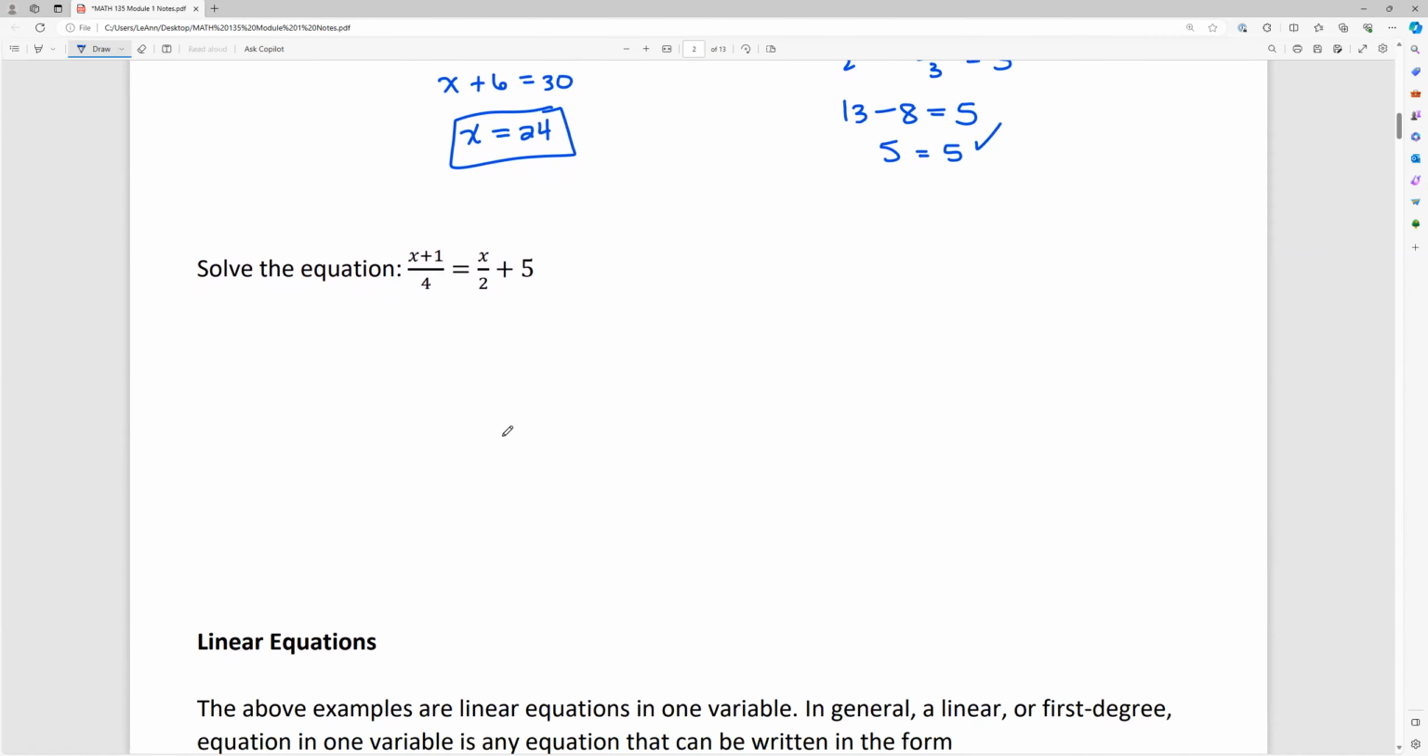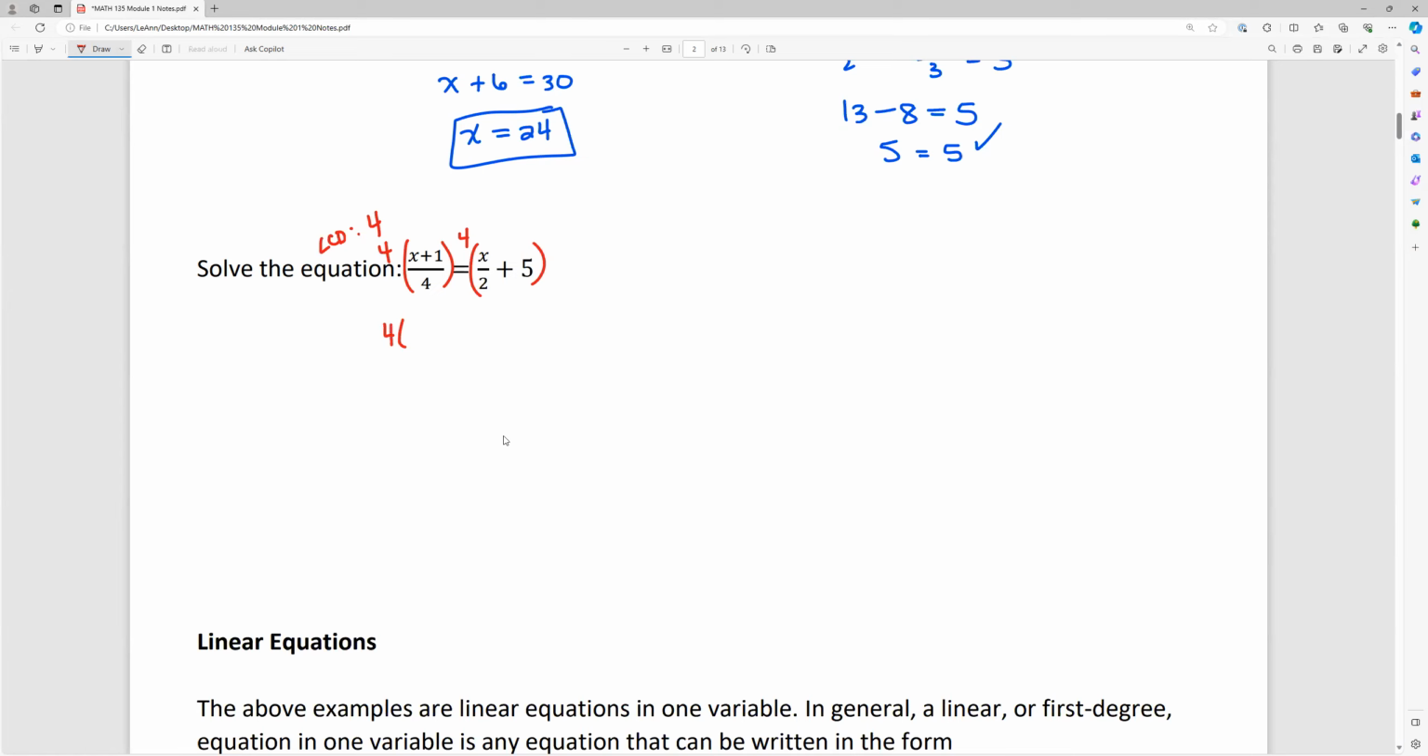All right, let's look at this next one. It says, this is x plus 1 over 4 equals x over 2 plus 5. This time my LCD is actually 4 because 2 goes into 4 evenly. So we don't have to use, sometimes students will use 8 here. That's a little bigger than you need. So I'm going to multiply this side by 4 and this side by 4 of my equation, both sides.